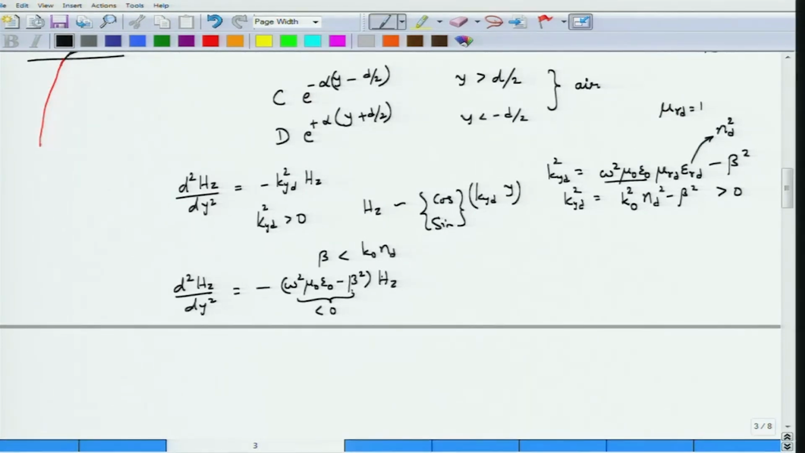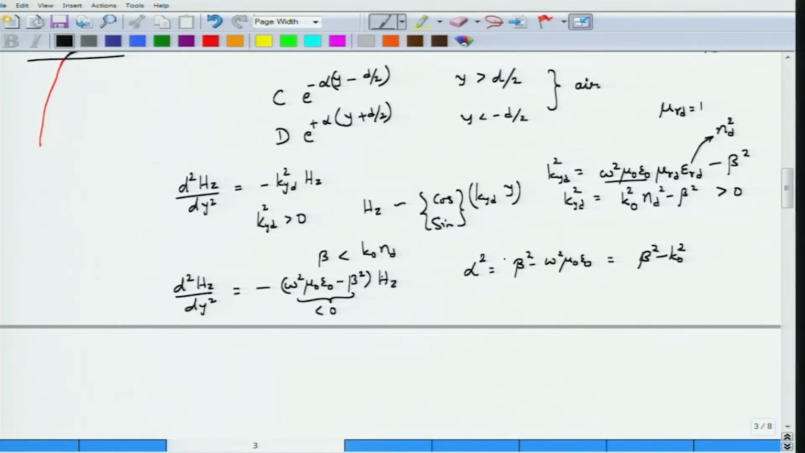Then the actual solution will be in the form of beta square minus omega square mu 0 epsilon 0 times Hz, and that would be the solution. So I will define alpha square as beta square minus omega square mu 0 epsilon 0, or beta square minus k0 square. Or rather, we can define it as minus beta square minus k0 square. If I define this way, then this is k0 square minus beta square, so this would actually be minus alpha square, so everything is alright.